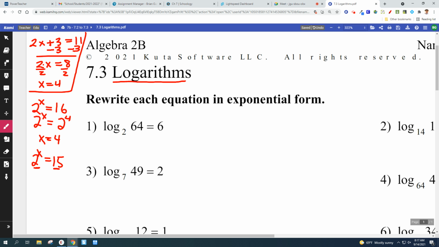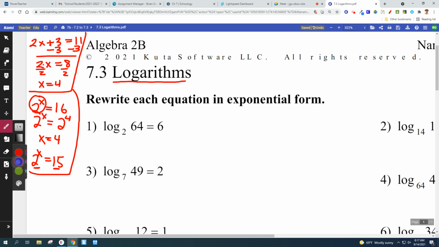All right, so a logarithm is going to help us solve this kind of problem, solve this kind of equation. It's going to undo an exponential. Exponential is when you have a variable in the exponent. So it's going to help us to solve.